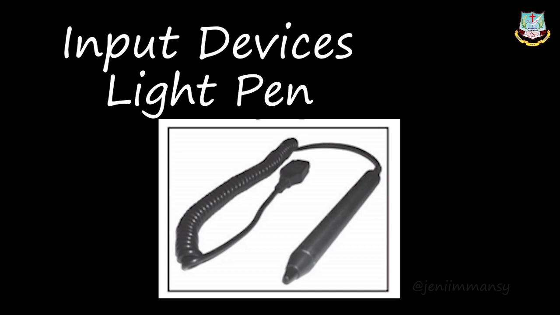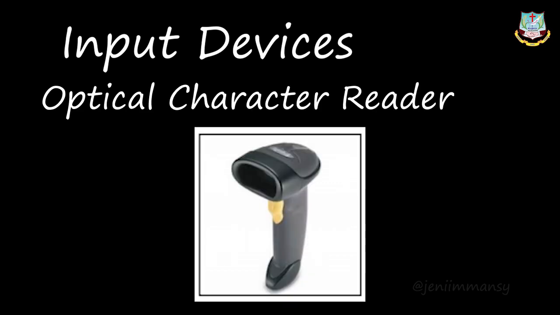Light pens have the advantage of drawing directly onto the screen also. Using that light pen we can draw directly, but it becomes hard to see and it is not so accurate. We cannot draw like with a normal pen, but if you practice you can make good drawings with light pens also. Okay, and the next input device is the optical character reader.